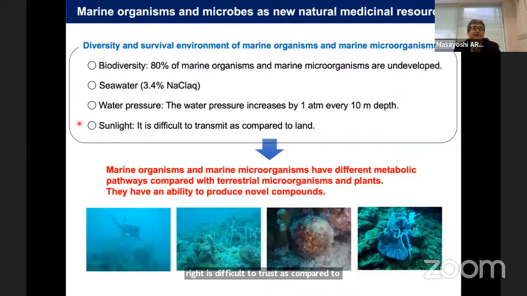From these conditions, marine organisms and marine microorganisms are considered to have different metabolic pathways compared with terrestrial microorganisms and plants. In other words, they are expected to have the ability to produce new compounds different from those of terrestrial microorganisms and plants. So many researchers are conducting research focusing on marine medicinal resources.